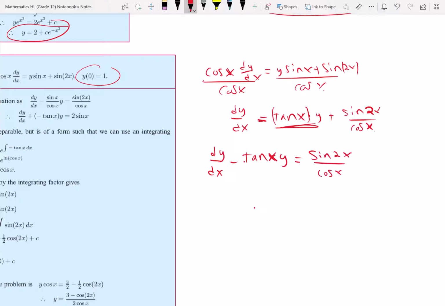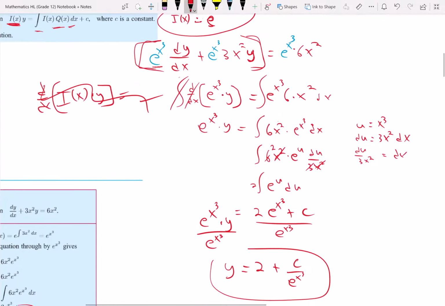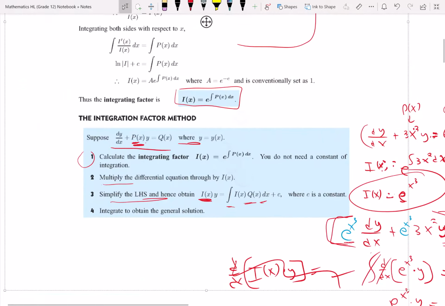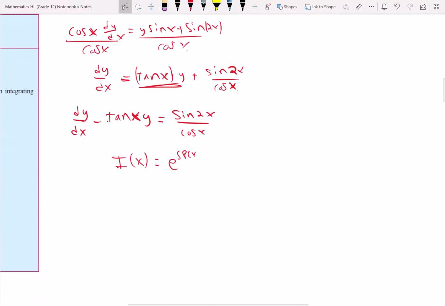Okay, so it's now in that form. You know, a function of x times y, and this whole thing's a function of x over here. So then we need to calculate our integrating factor, right? Our integrating factor is e to the integral of p of x, right? And remember, p of x is the piece that's next to y. So we're going to get that piece that's next to y, right?